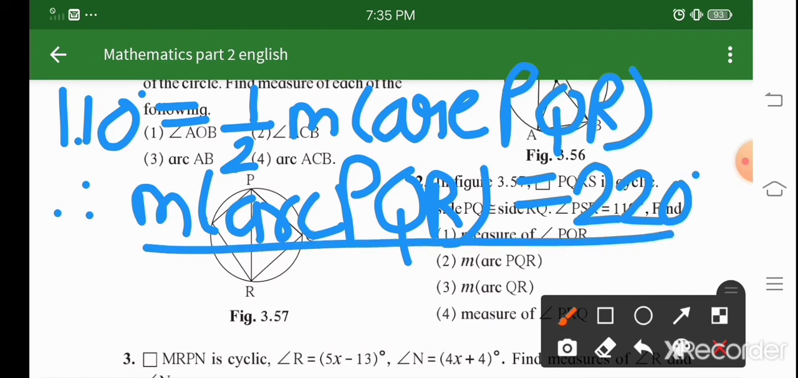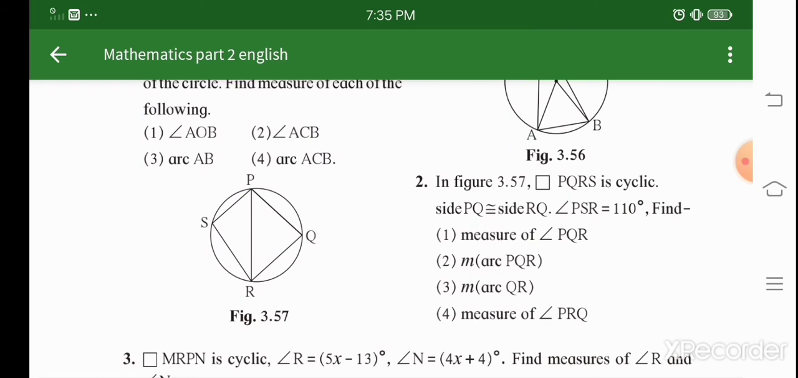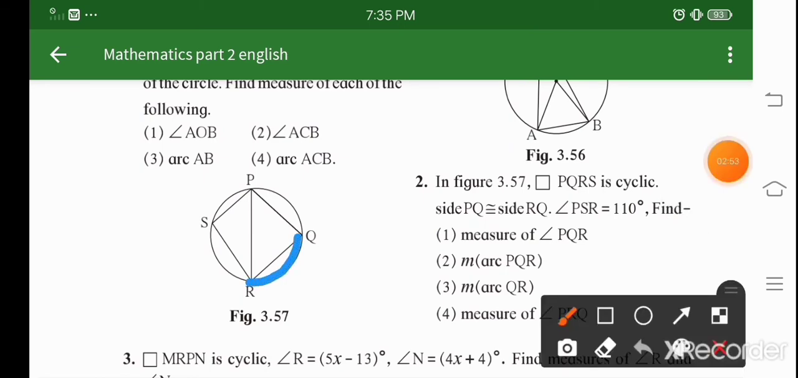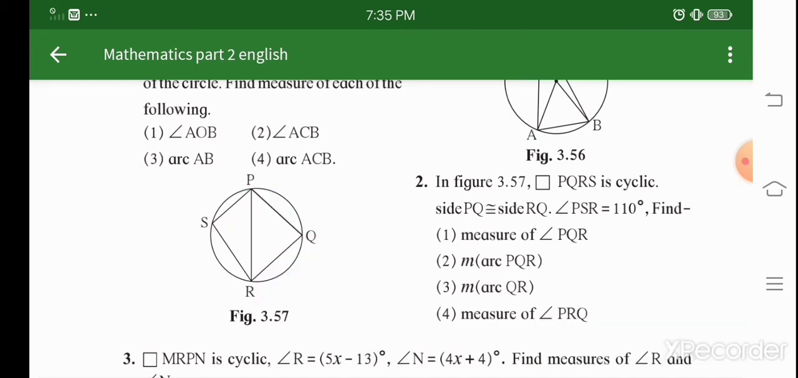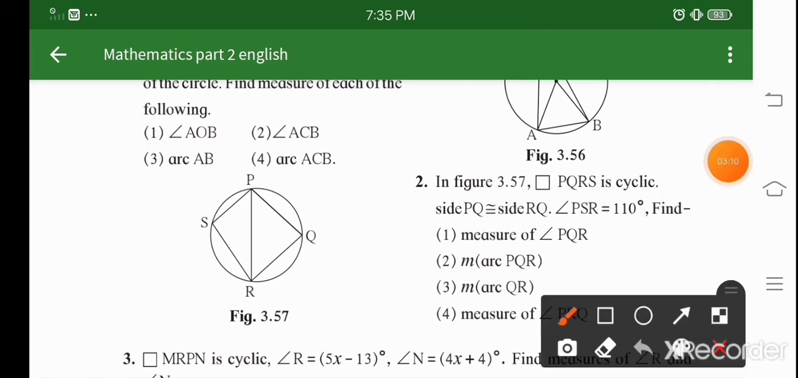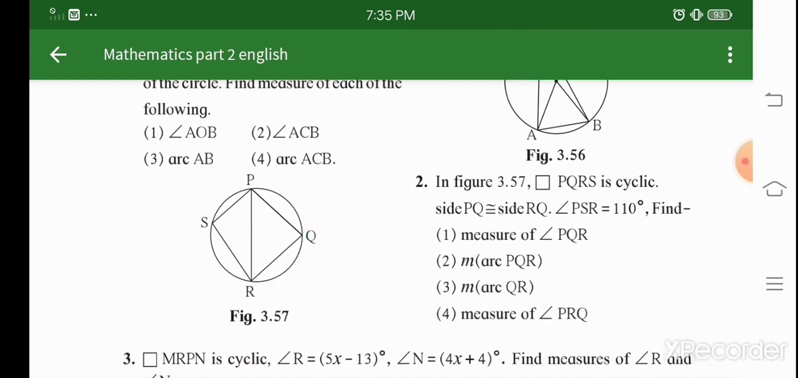Now in the next part, we have to find the measure of arc QR. See, QR is the arc which comes under this PQR, right? QPR you can say. So this is the inscribed angle and this is its intercepted arc. So we need to find the value of this arc first. Now we have the value of this, so we have to find this value. If you have this value, you are able to find the arc QR. So let's get started.